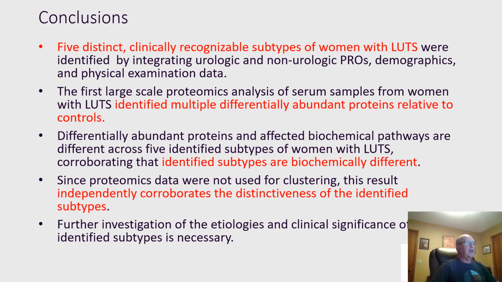In conclusion, 5 distinct subtypes of women with LUTS were identified by clustering urologic and non-urologic PROs, demographics, and physical exam data. Targeted proteomics study of serum in women with LUTS identified multiple differentially abundant proteins. Affected proteins and biochemical pathways are different across subtypes of women with LUTS, corroborating that identified subtypes are biochemically different. Since proteomics data were not used for the clustering, this result independently corroborates the distinctiveness of identified subtypes. And of course, further investigation of the etiologies and clinical significance of the identified clusters are still necessary.